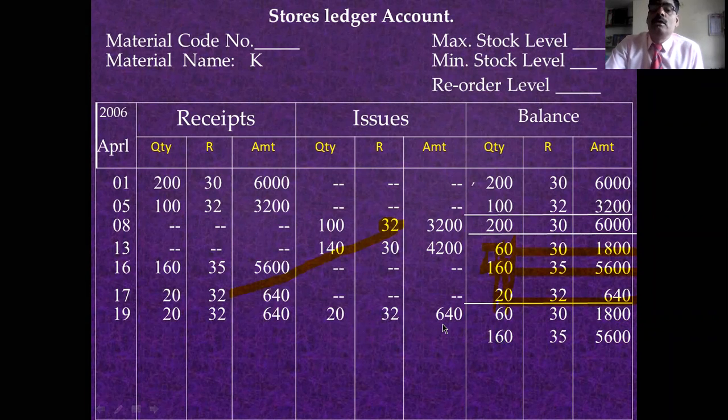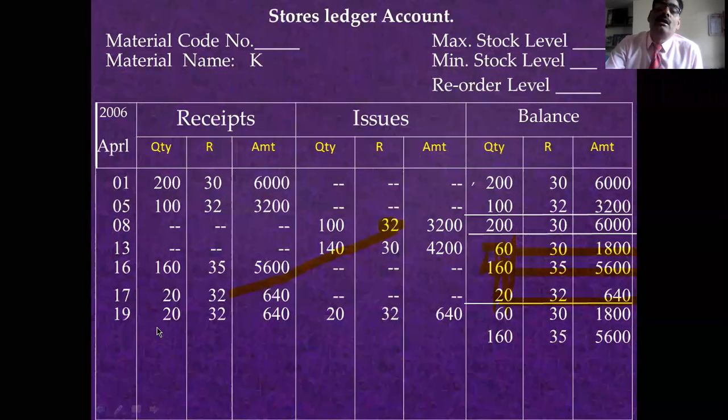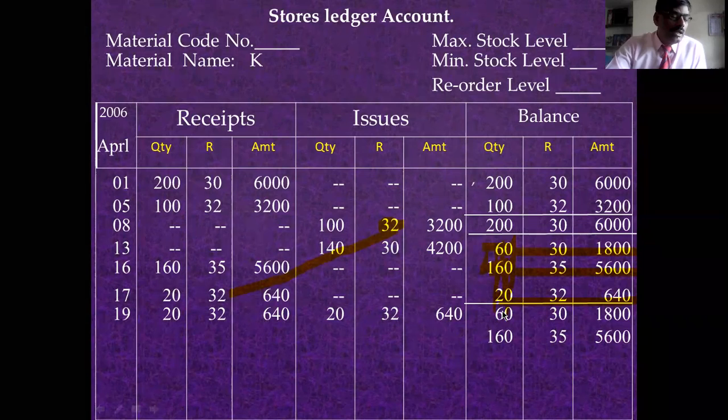Suppose the total record is 200 and actual is 220. Then you have to receive it. You have to show it in the receipt column as surplus. This is the point you remember. Okay, then 19th is completed.